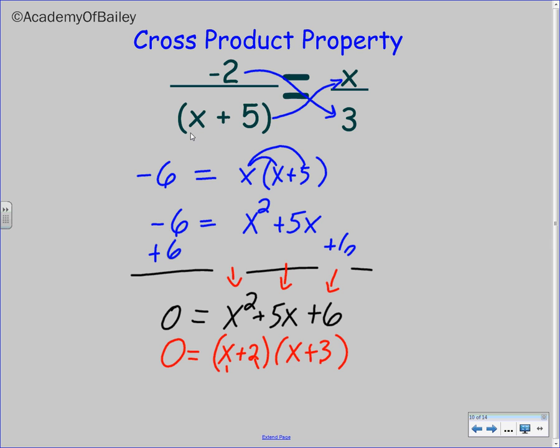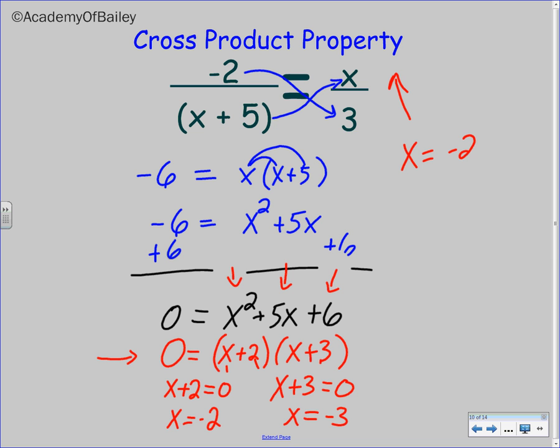And so from here, one of these factors has to be 0 in order for the left side of the equation to equal 0. So how do we do this? We say x plus 2, the first factor, we set it equal to 0, x is equal to -2. The second factor, we also set it equal to 0. x plus 3 is equal to 0, subtract 3 from both sides, x is equal to -3. And so for this cross product property problem, you have two answers. x can be equal to -2, or x can be equal to -3. You have two answers for that problem.